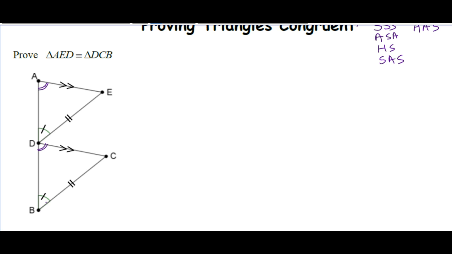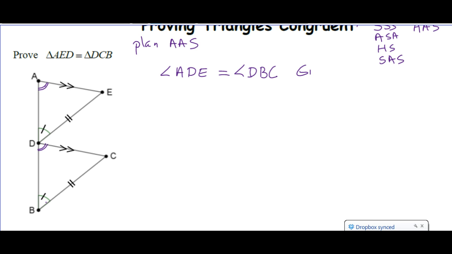Okay, so the plan is angle, angle, side. And so we need to show the two angles. So we've got a statement, angle ADE, we're talking about this guy, is equal to DBC. And that is given, right? I mean, if you say, why do you get to say that? Because they're marked as equal angles, so it's given. Side AE is parallel to DC, and that's given.